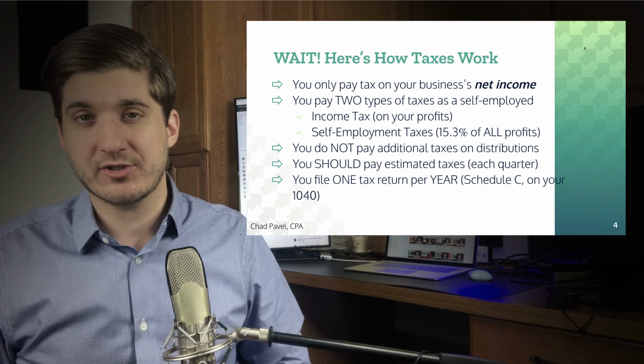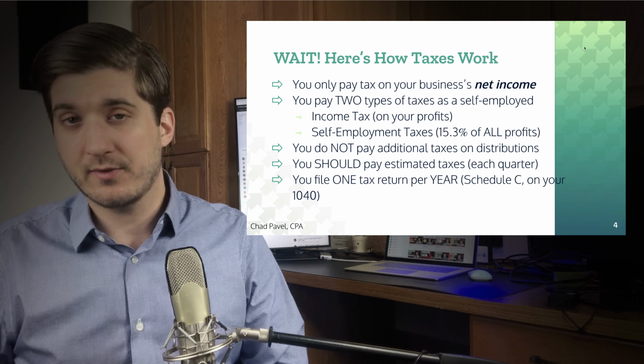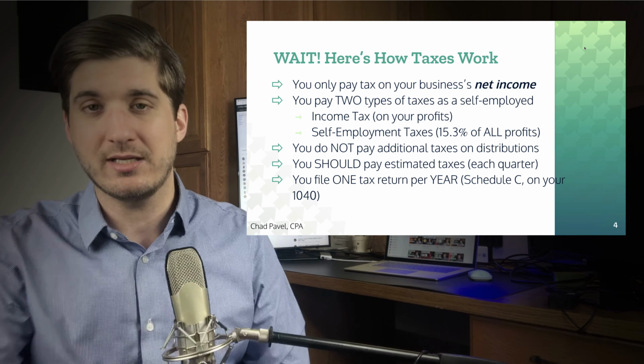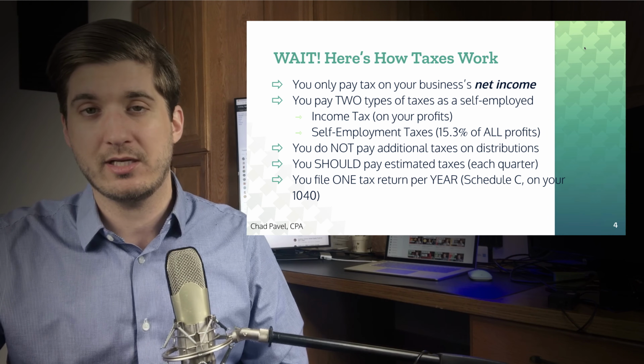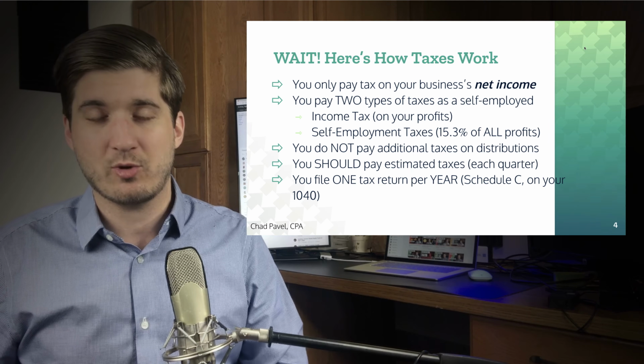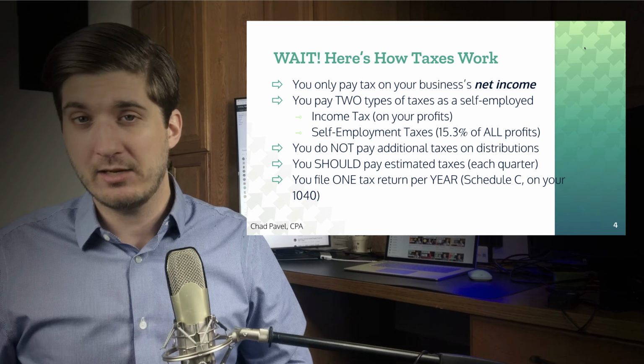Now, as a self-employed professional, you're going to pay two types of taxes on your income. First, you're going to pay an actual income tax. Again, the net income from the business flows into your individual tax return, which I'll show you in a minute, and you pay tax on that. Second, you actually pay what's called self-employment tax, which equates to about 15.3% of the net income of the business. Here's why that's the case.